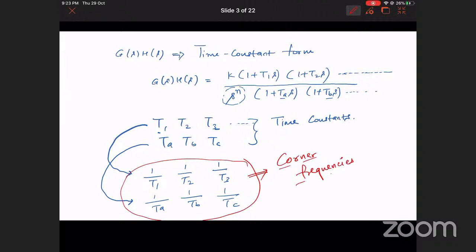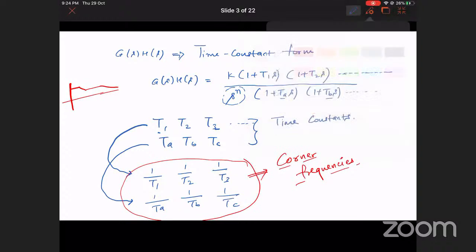So what is meant by corner frequencies? Corner frequencies are those frequencies at which you will see a change in the slope of the magnitude plot. These are considered critical frequencies at which, because of the pole and the zero contribution, you will see the slopes changing. You might have seen a Bode plot like this, a magnitude plot like this.